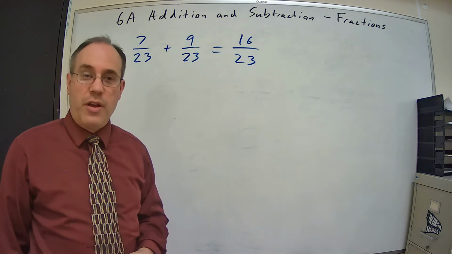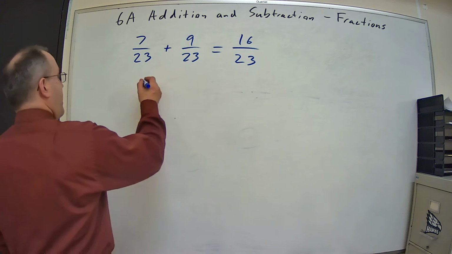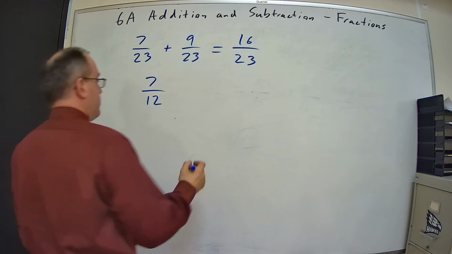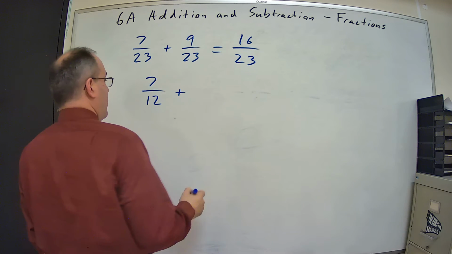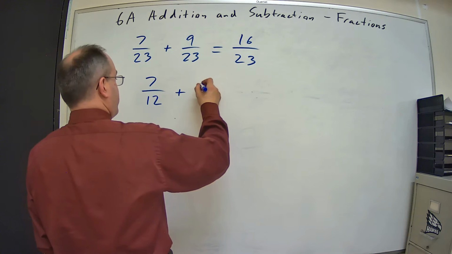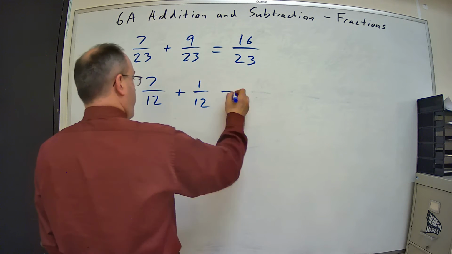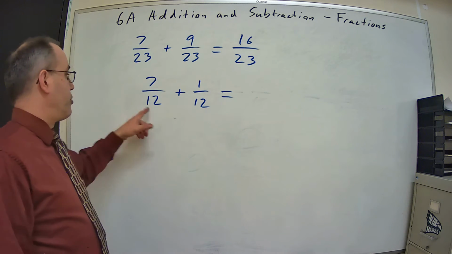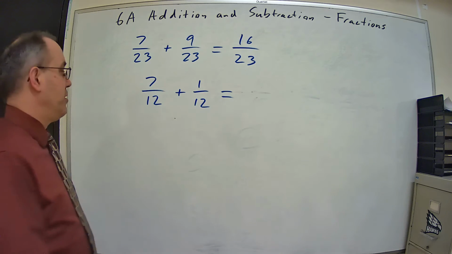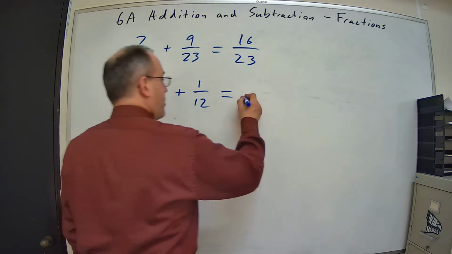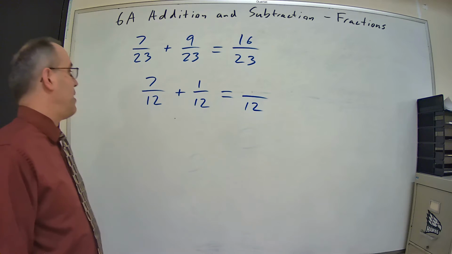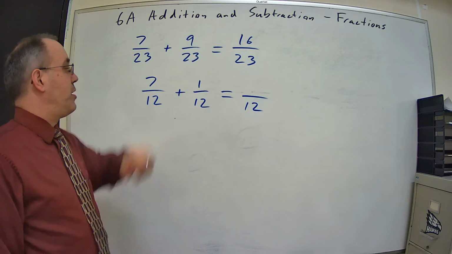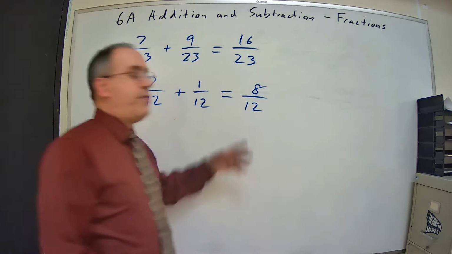Okay, so far so good. What if I have 7/12 plus 1/12? Again, I look and first I see, do I have a common denominator? 12 and 12? Yes, I do. So common denominator, so that means I can leave the denominator as 12 because I have 7/12 plus 1/12. 7 plus 1 is 8, so I have 8/12.